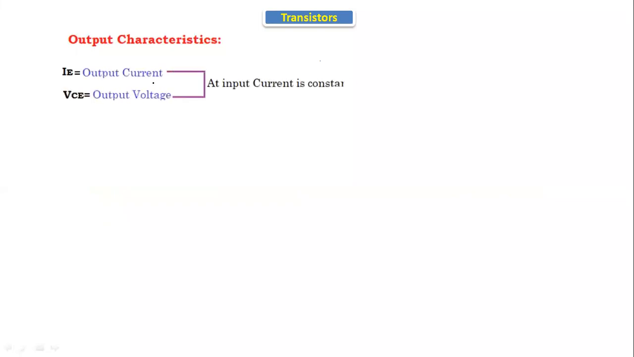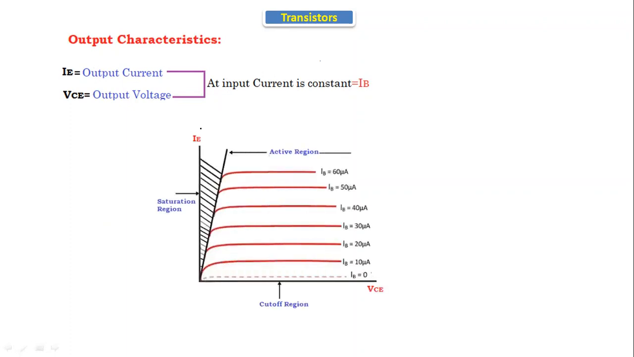Now, if you see the output characteristics, these output characteristics are drawn between output current and the output voltage at constant input current. Output current and the output voltage are variable and the input current is constant. Output current is IE, output voltage is VCE, input current is IB. These are the output characteristics of the common collector configuration.